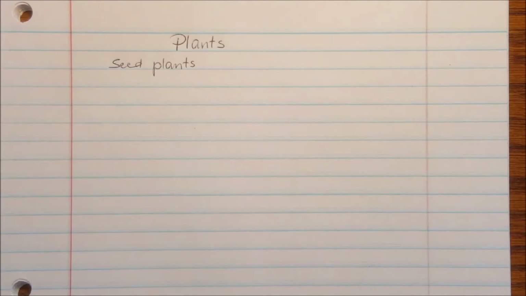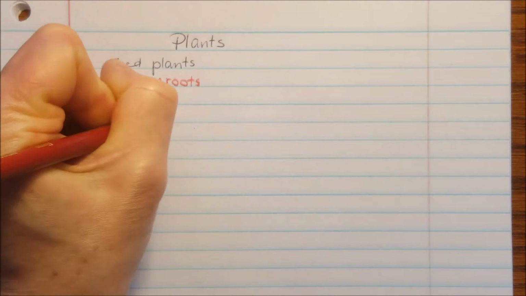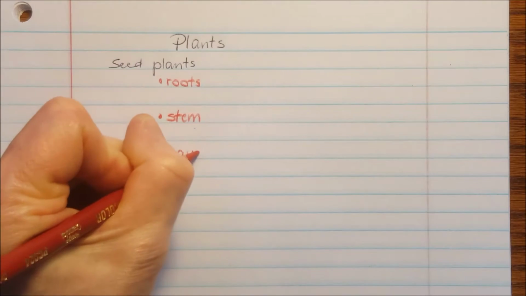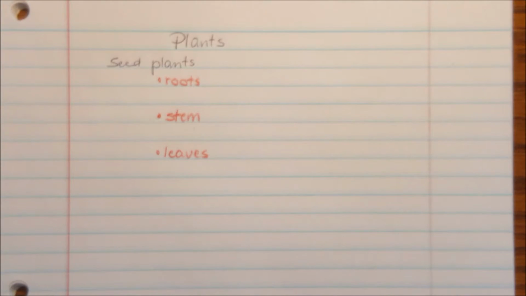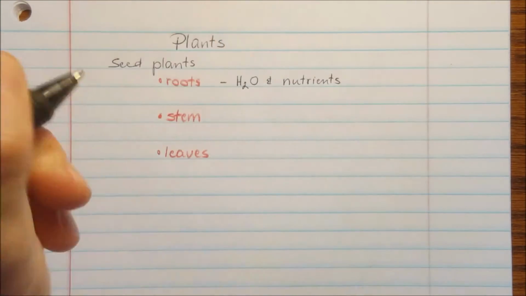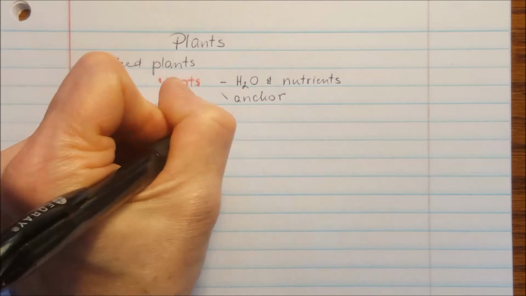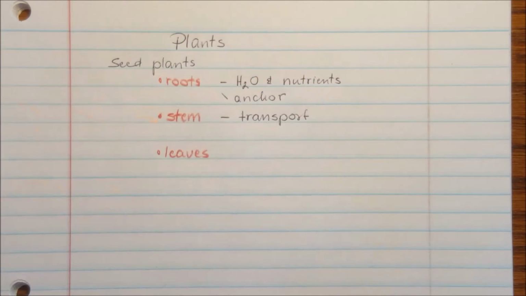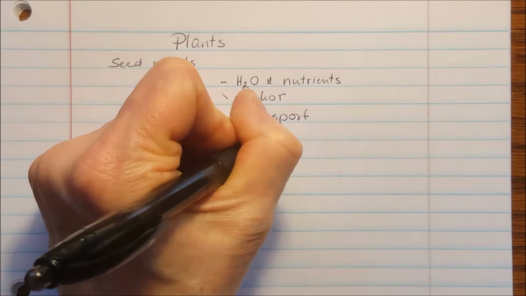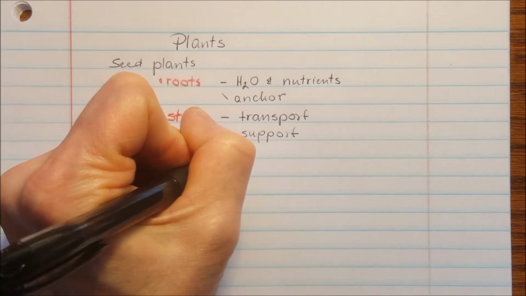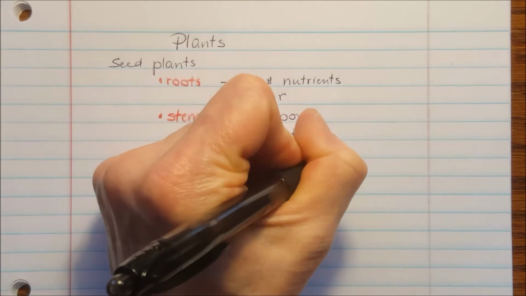This is background information for AP Lab number 11, Transpiration. Seed plants have three organs: root, stem, and leaves. The function of the root is obtaining water and nutrients from the soil and anchoring the plant. The stem's function is transporting nutrients, water, and sugar along the plant and supporting the leaves for photosynthesis.